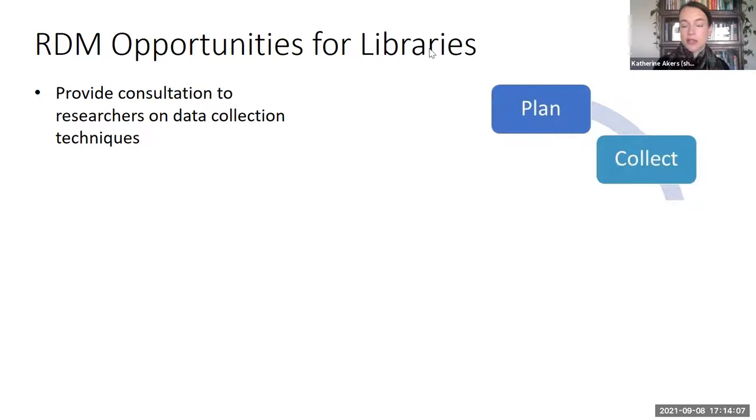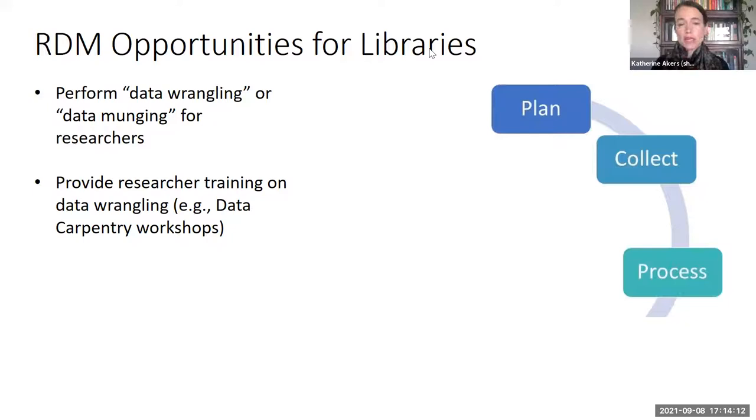After data is collected, but before it is formally analyzed, there's oftentimes a processing step where you collect the data, but then you have to get it in a form that's ready for analysis, a form that's ready for specific software, for example, to be able to analyze the data. This is often called data wrangling or data munging. And oftentimes what that means is taking research data in one form and transforming it into a different file type.